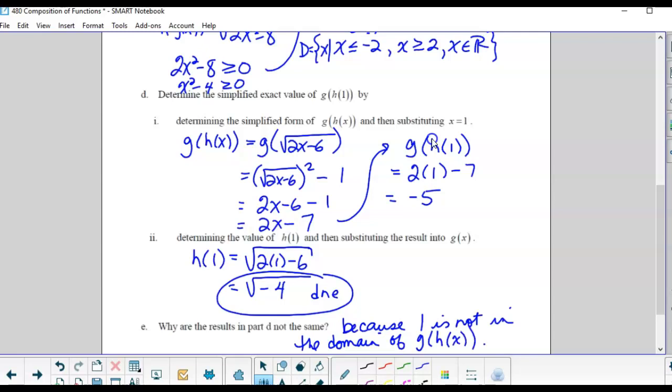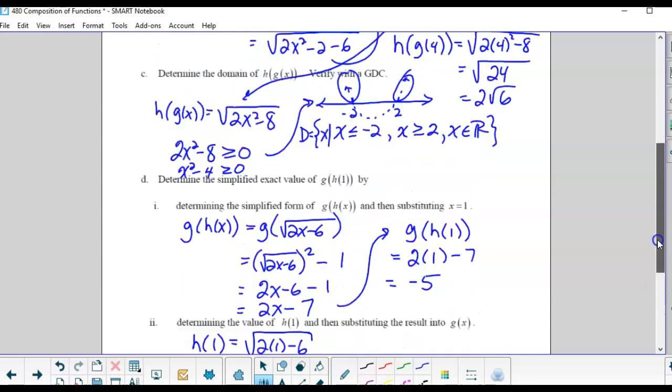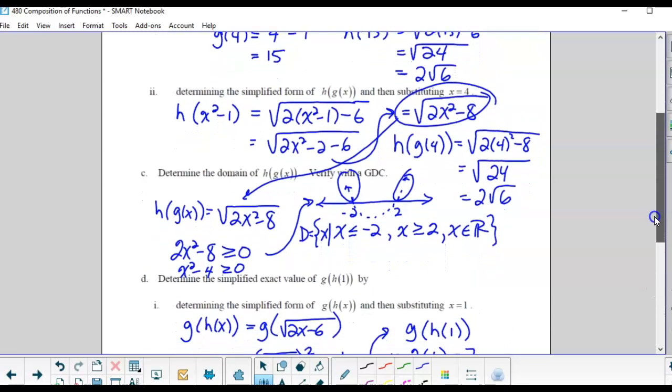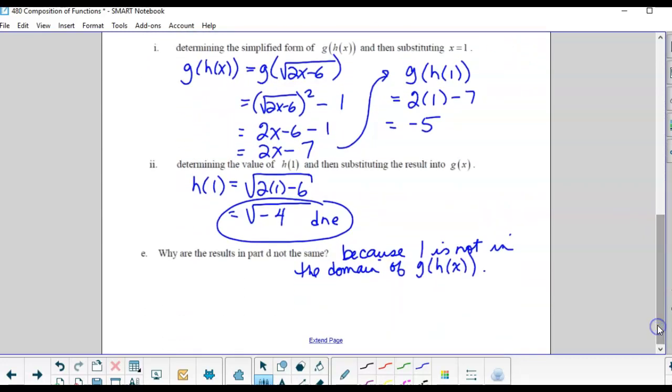Okay, so the previous one we were doing h of g of x. Now we're doing g of h of x, and we didn't check the domain to start with. So you do need to do that. If you start from the inside out for an actual calculation, you're going to be fine because you'll know right away. But if you find the composition in terms of x, you do need to look at the domain.